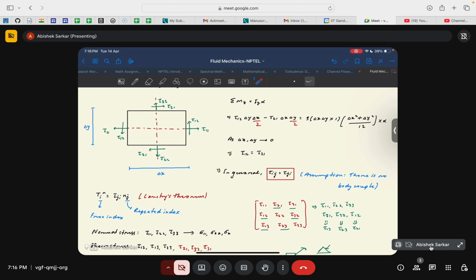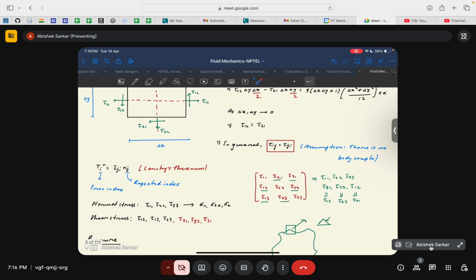But for most of the cases and our basic fluid mechanics analysis, and for almost all the cases, this shear stress tensor is symmetric, similar to the strain rate tensor as well, which is also symmetric. Both the shear stress tensor and the strain rate tensor are symmetric and thus have 6 independent components.